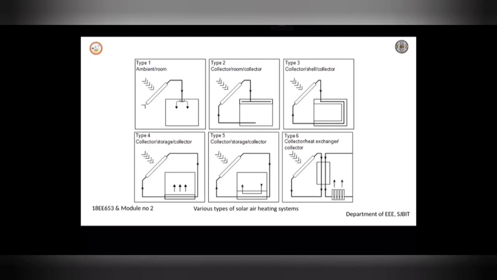This kind of type 1 will be used in applications such as vacation cottages or large industrial buildings where we require adequate ventilation. In those cases we can go for type 1.